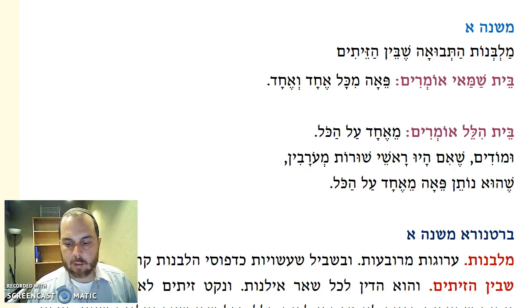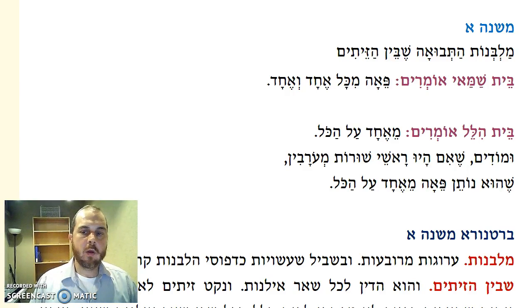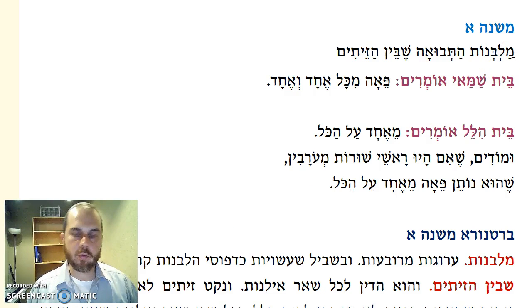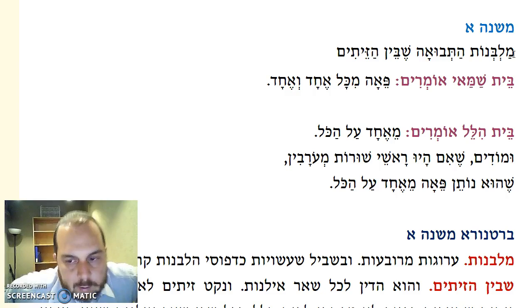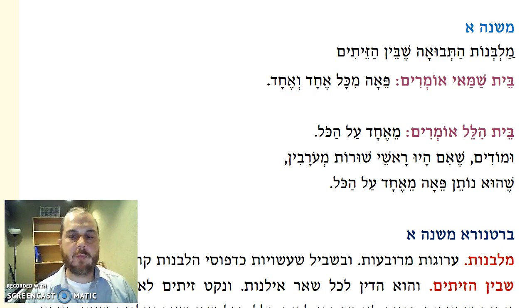Peah, Perek Gimel, Mishnah Aleph. We've discussed in the past the idea that if you have a field that's split into two, there's a stream in between, or you planted things in between, or you plowed in between, then the field becomes not one field, but two fields for the purpose of Peah. And you have to distinguish, and you have to leave the extra corner uncut in each field, and not in one area for the entire large field.